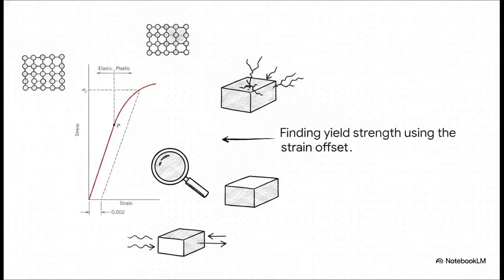Finding the exact microscopic onset of this plastic deformation is, as you can imagine, incredibly tricky. It's not always obvious. So the industry uses a really clever standardized trick called the 0.002 offset method. Engineers basically draw a line parallel to the material's elastic region, but shift it over by a tiny strain of 0.2%. The exact spot where that parallel line intersects the stress-strain curve, that becomes our definitive official yield strength.